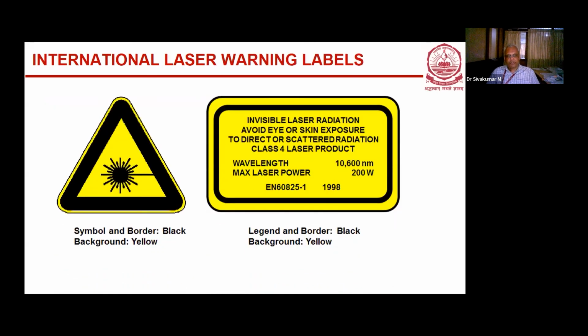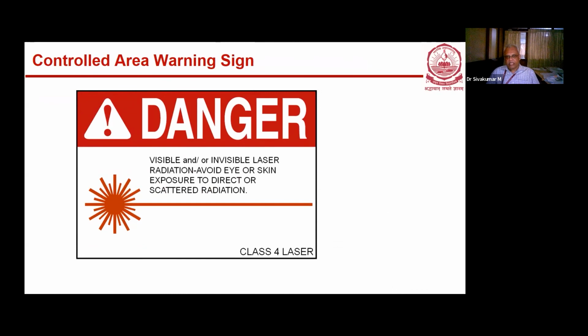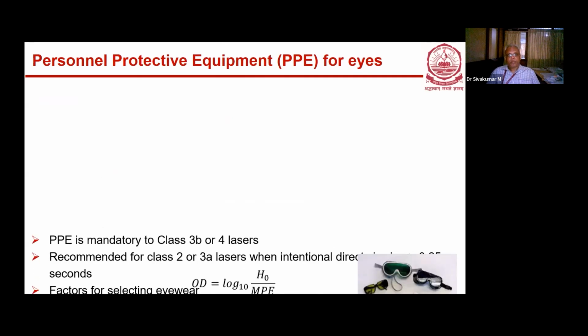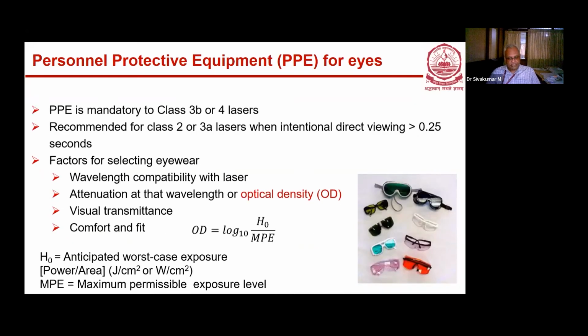Wherever you go to a laboratory or some place where they are using lasers, you can find these kinds of warning symbols. Okay. And this is another controlled area warning sign for class 4 lasers. So these are different warning symbols. And then there is protective equipment, PPE, personal protective equipment for the eyes.